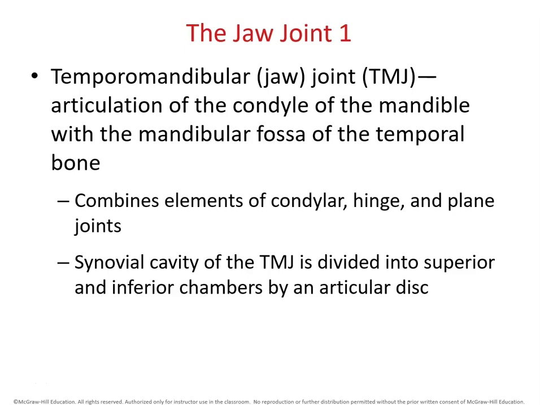So we're going to start with the temporomandibular joint, TMJ for short, and we commonly call this the jaw. So the mandible articulates with the temporal bone, and this combines elements of three different types of joints. So this is in some ways a condylar joint, in some ways a hinge joint, and in some ways a plane joint. There is a synovial cavity of the TMJ, and it's divided into two chambers by an articular disc.